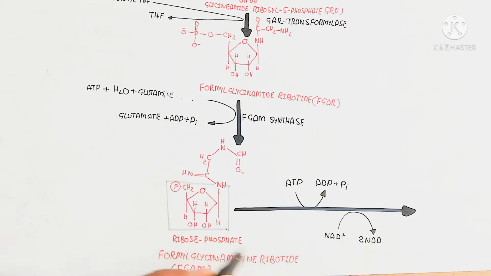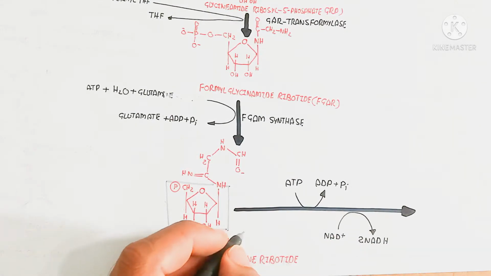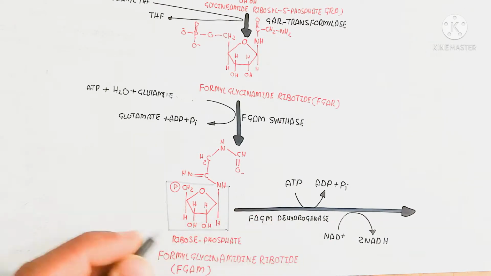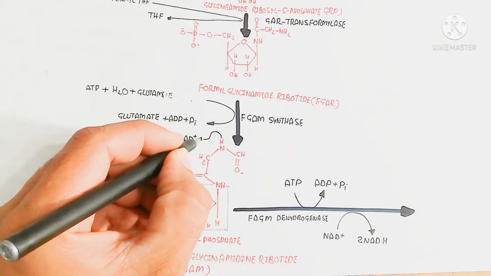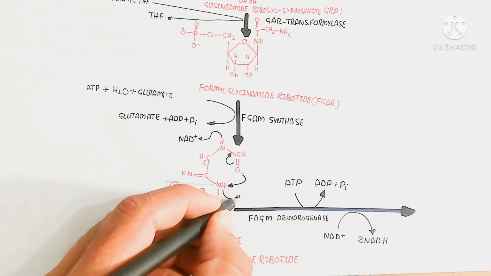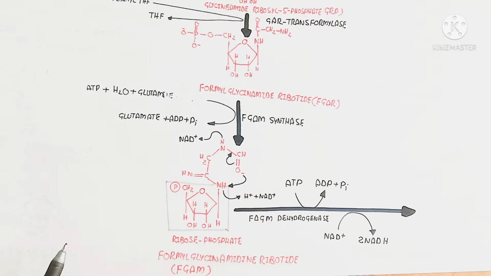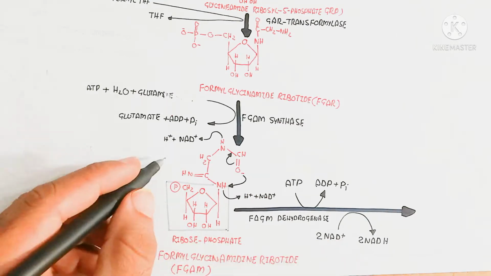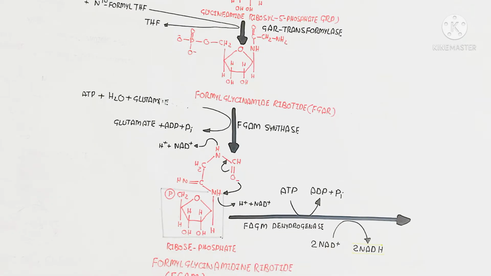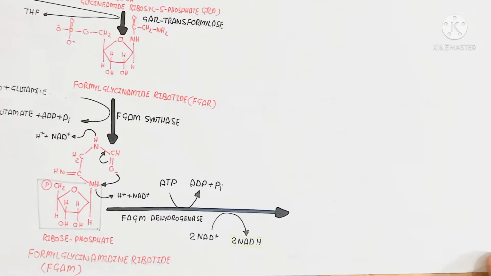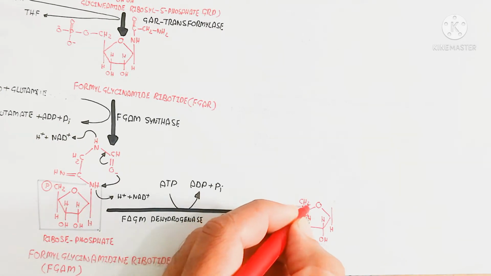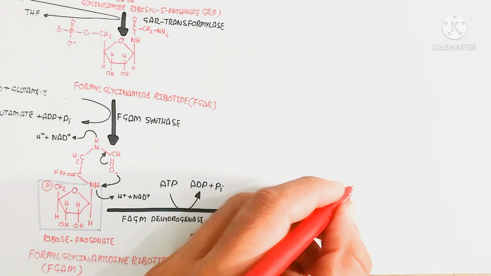The formyl glycinamide ribotide is converted in the presence of ATP to release ADP. It means it is an energy requiring step, and the formyl glycinamide ribotide dehydrogenase enzyme is used. Here NAD plus accepts the hydrogen, the proton, to form NADH due to the 2 hydrogens released from this reaction. So you can see in this diagram.